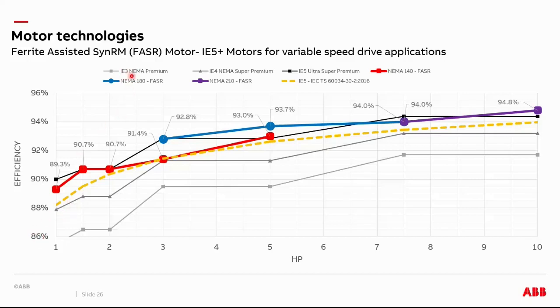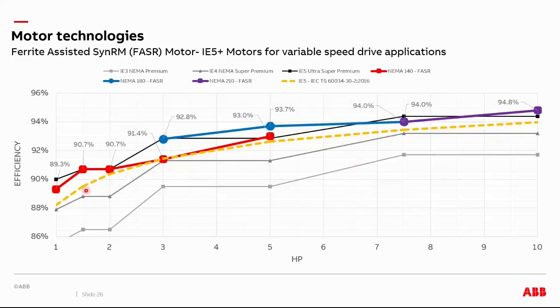So IE3 would be our standard NEMA premium. IE4 would be a step above that, called NEMA super premium. And then finally we have this IE5, ultra super premium. And these lines are shown here for you to look at. But the global benchmark is IE5, and that's shown by this yellow dotted line on this graph.